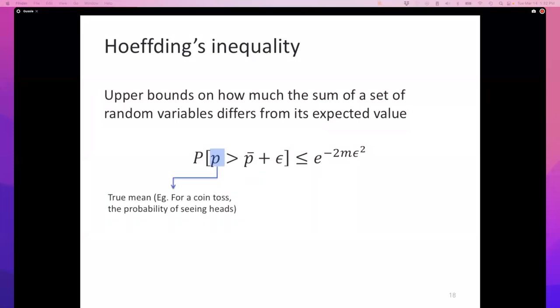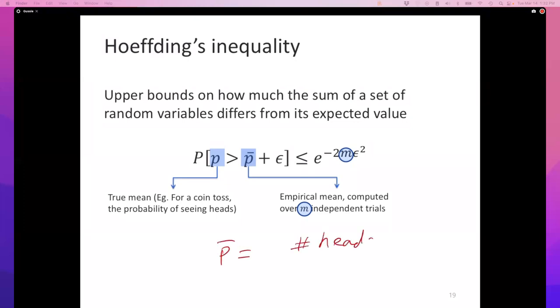So let's say that I have some random variable whose true probability is p. Imagine that there's a coin toss, and the probability of seeing heads is p. And I'm going to estimate that probability by conducting m independent trials. I'm going to toss the coin m times. I can calculate the probability of heads using p bar, which is simply the number of heads divided by m.